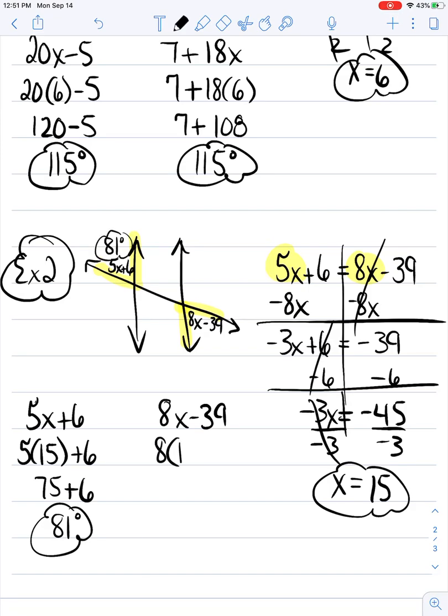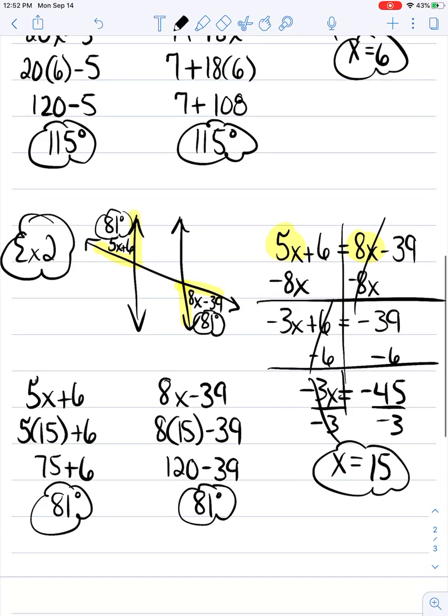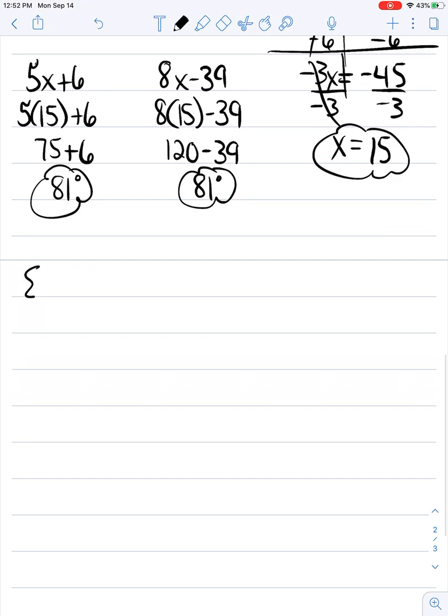8 times x, we said, is 15, minus 39. So 8 times 15 is 120. And then I take that 39 away, and I get, again, 81 degrees. And that makes sense because they're congruent. Example 3.